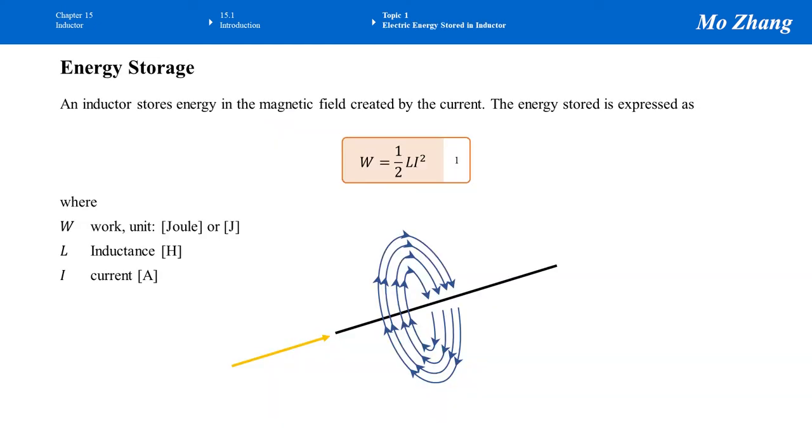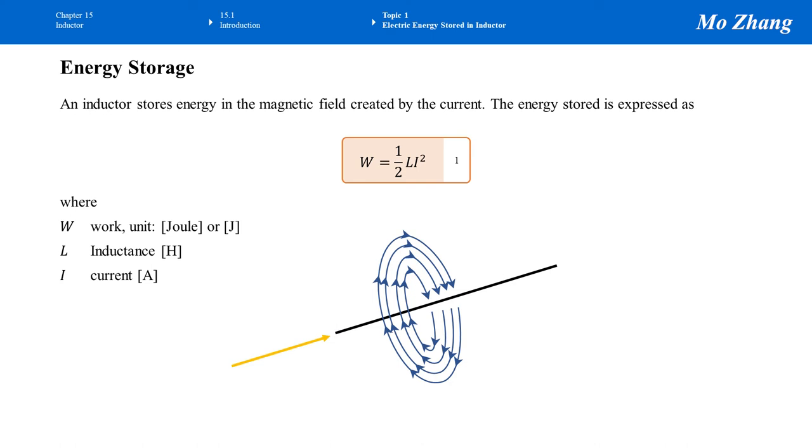Here shows the energy being stored in the inductor. We know when electric current goes through the wire, instantly the wire carries a magnetic field. The total energy stored in this inductor can be calculated by the following formula. The work, which is the energy stored in the inductor, W, equals 1/2 times the inductance of the inductor multiplied by the current squared.